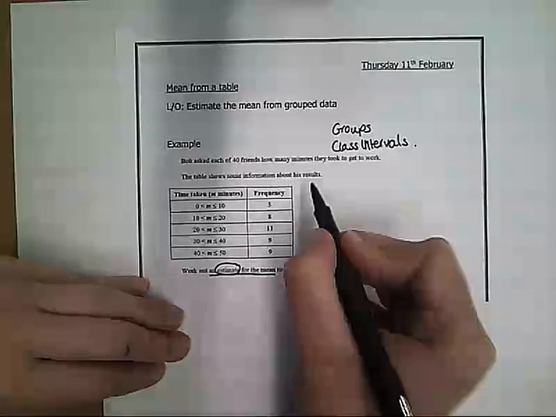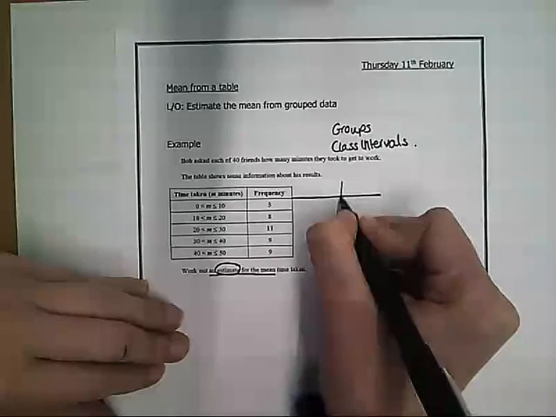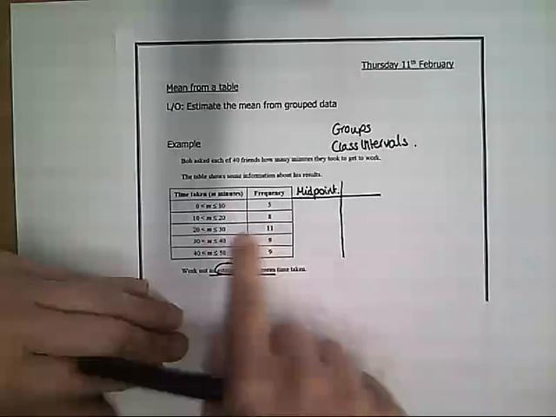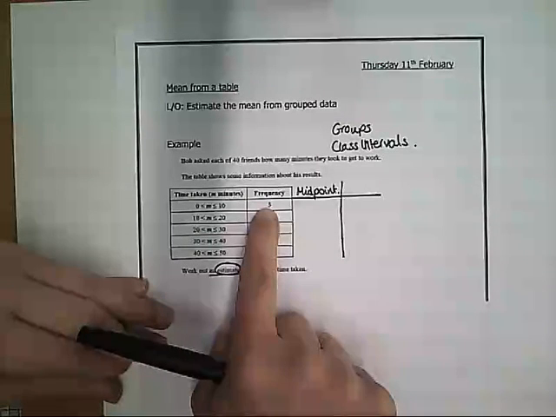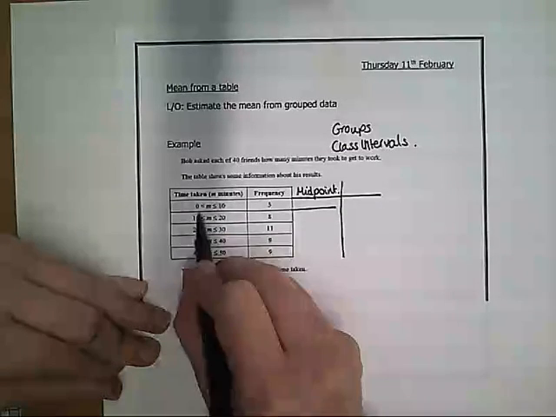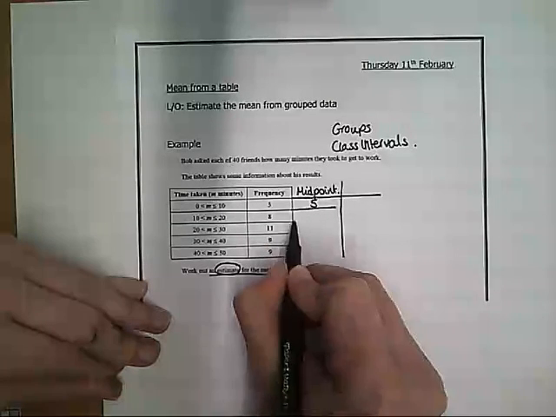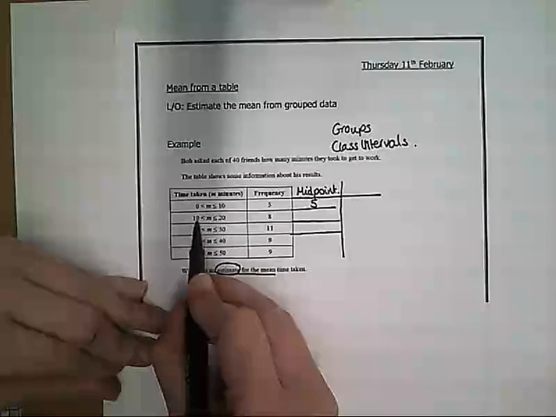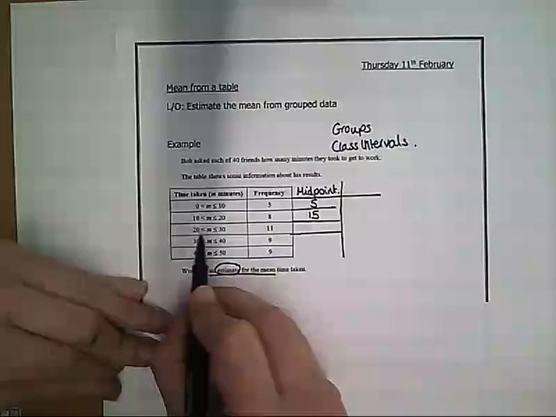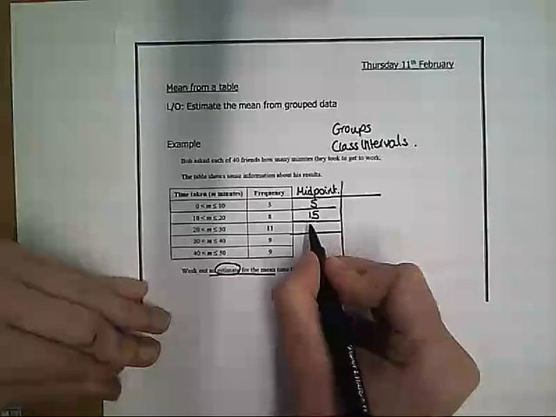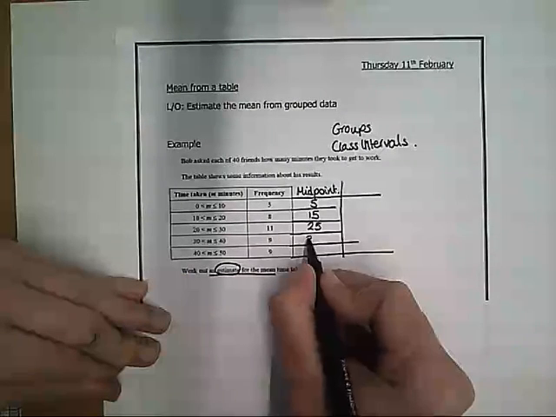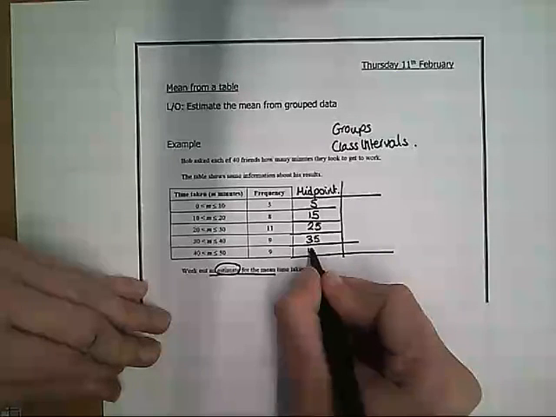So the way we're going to do it is we're going to add 2 columns onto our table, and the first one is going to be called the midpoint. We are taking the midpoint because we don't know how long these people actually took. So for these 3 people, we instead take the middle of 0 to 10. Halfway between 0 and 10 is 5. The midpoint of 10 to 20 is 15. The midpoint of this class interval between 20 and 30 is 25. Halfway between 30 and 40 is 35. And halfway between 40 and 50 is 45.